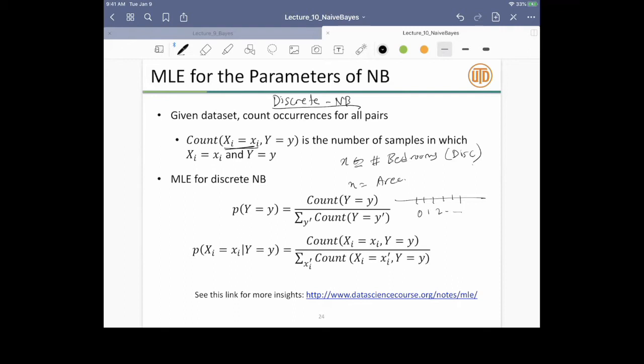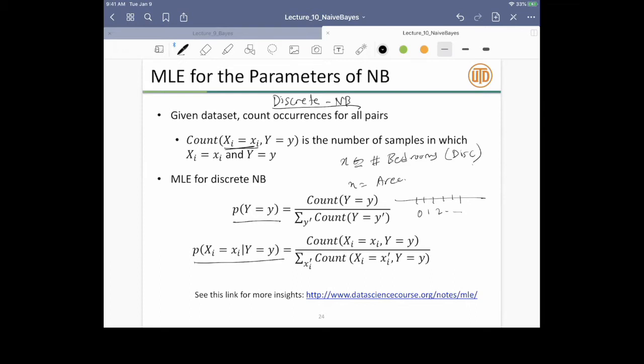Once we discretize the feature, then we can actually do this discrete naive Bayes, right? As we discussed in the last slide, we have these two parameters. One is the probability of y equal to small y, and the second is the probability of xi equal to small xi given y equal to small y. And this parameter is basically the ratio of the count.